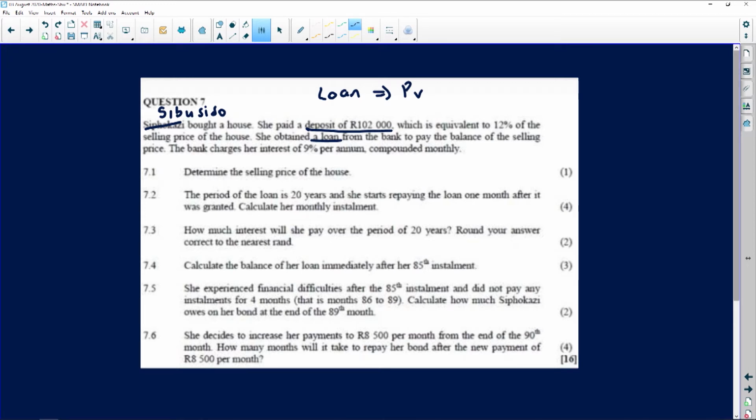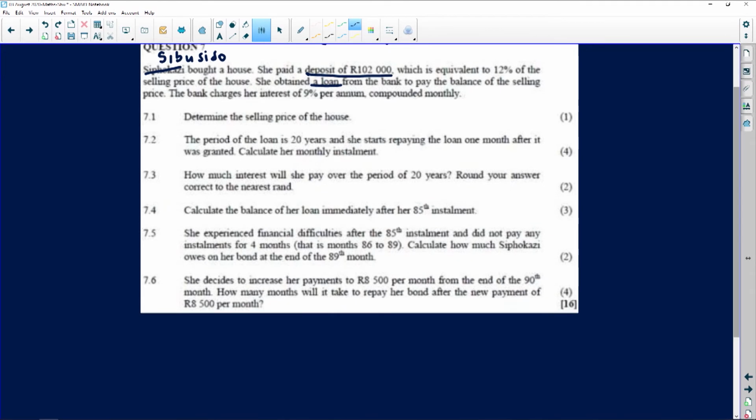So this is me. I'm borrowing money to buy a house. And according to this question, I've already paid a certain amount for this particular house. And we might not finish this question off, but I'll just give you a good idea of what you need to do. So the first question says, find the selling price of the house. Now, what were we told here? We want to find the selling price of the house. We were told that she paid 102,000, which is equivalent to 12% of the selling price. That statement literally translates mathematically to this.